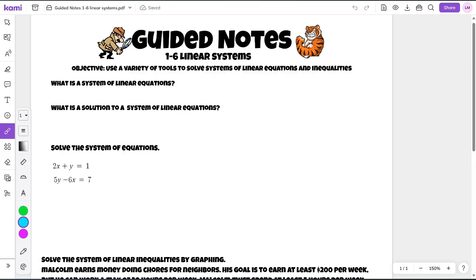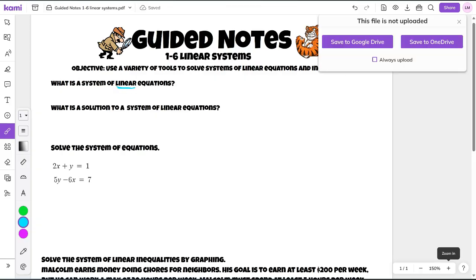A system of linear equations means we have more than one line that we're trying to figure out where they cross. So that's what a system of linear equations is. More than one line. Looking for intersection.